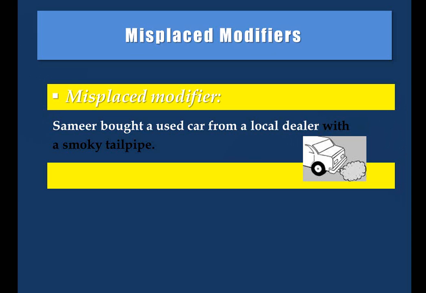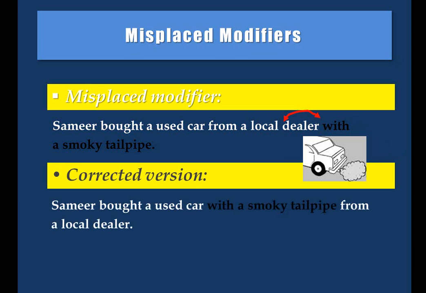So in order to correct it, we'll have to change the position of the underlined words and get them closer to the used car. Let us see the correct version. Sameer bought a used car. This part remains as it is. With a smoky tailpipe. Now with a smoky tailpipe is closely positioned to a used car. From a local dealer comes at the end.